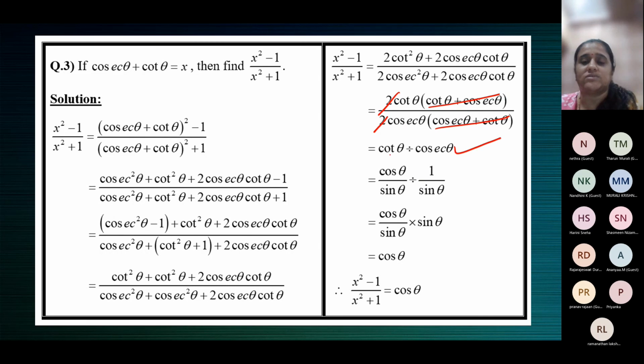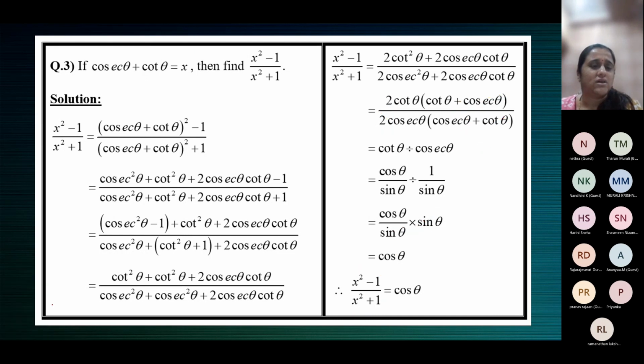You're left with this. Now what is cot theta? Cos by sine, divided by what is cosecant theta? 1 by sine. So now cos theta by sine theta into reciprocal. Division becomes multiplication. Reciprocal of 1 by sine theta is sine theta. Sine and sine get cancelled. Cos theta. So the value of x squared minus 1 by x squared plus 1 is cos theta.